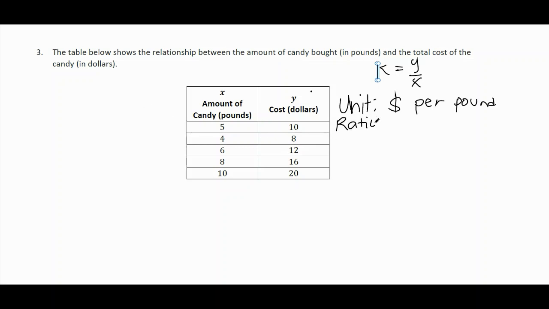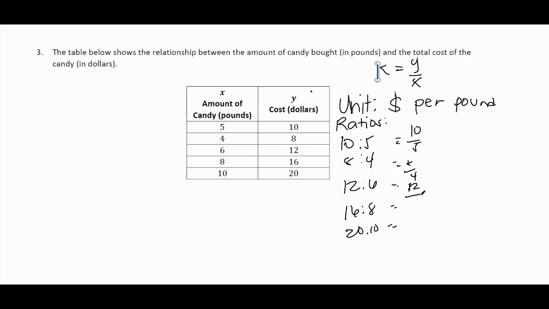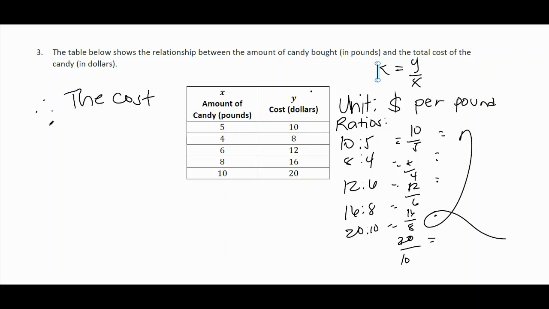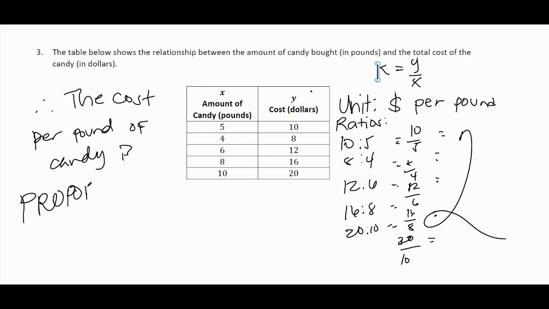So let's have the ratios. 10 to 5, 8 to 4, 12 to 6, 16 to 8, and 20 to 10. So 10 over 5, 8 over 4, 12 over 6, 16 over 8, and 20 over 10. All of these are equal to 2. So we can say that the cost per pound of candy is, yes, it is proportional.